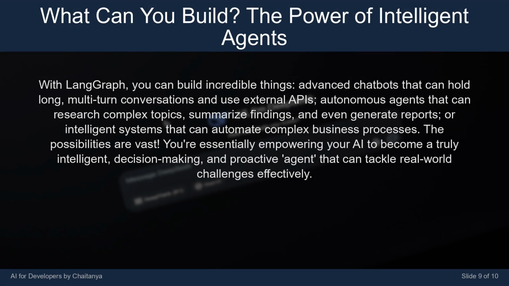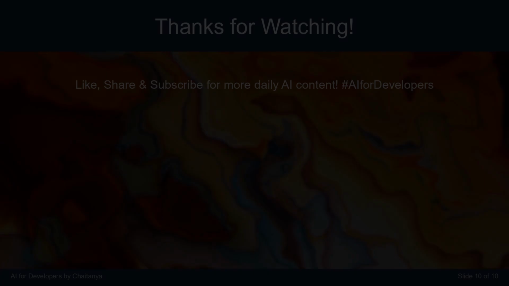With LangGraph, you can build incredible things. Advanced chatbots that can hold long, multi-turn conversations and use external APIs. Autonomous agents that can research complex topics, summarize findings, and even generate reports. Or intelligent systems that can automate complex business processes. The possibilities are vast. You're essentially empowering your AI to become a truly intelligent, decision-making, and proactive agent that can tackle real-world challenges effectively.